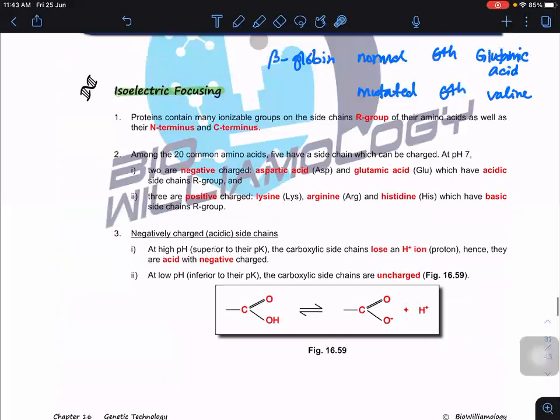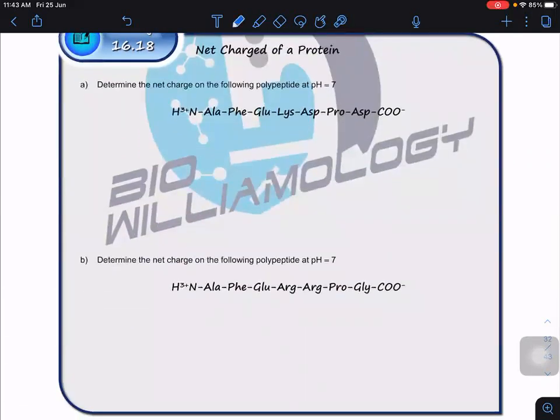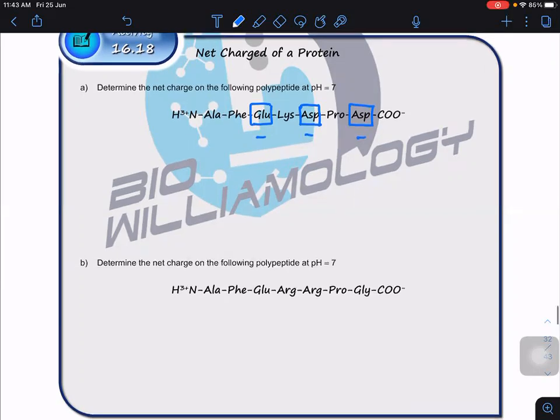Okay, based on the given information, aspartic acid and glutamic acid are acidic, so they tend to have a negative charge. Positively charged are lysine, arginine, and histidine. Okay. So if you look at this, glutamic acid, GLU, glutamic acid, ASP, aspartic acid, ASP, aspartic acid. So these three tend to have a negatively charged R group. Can you see that? Okay, then we have the alanines.